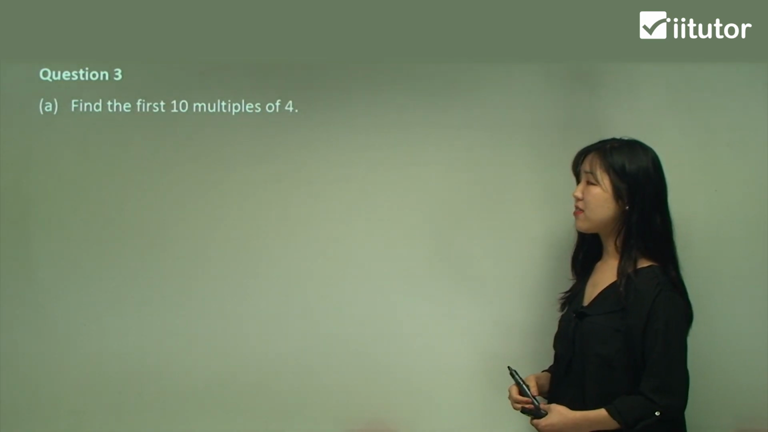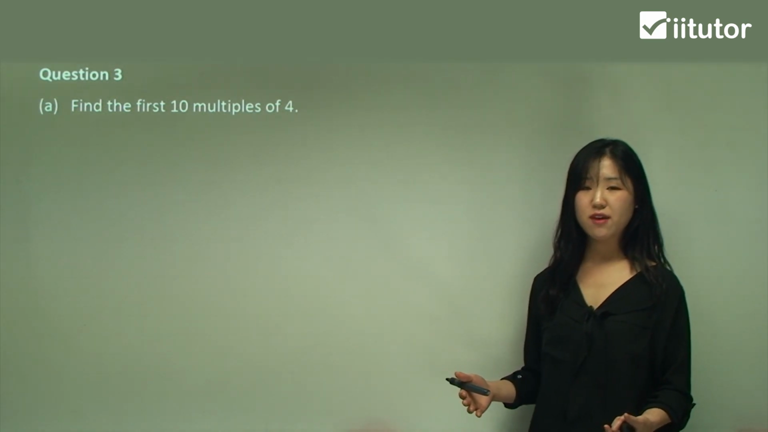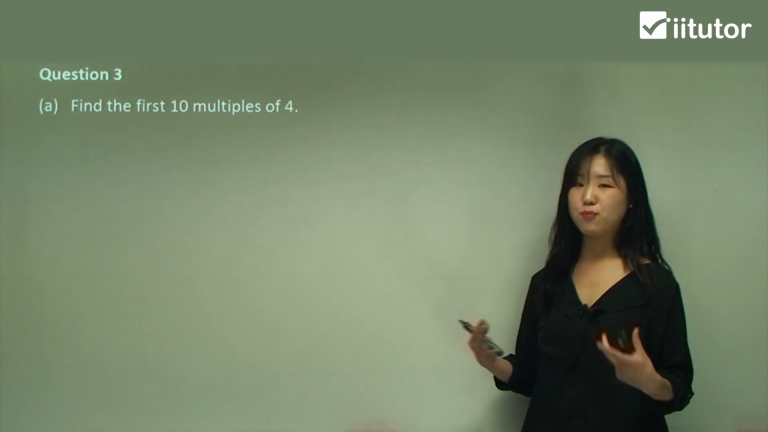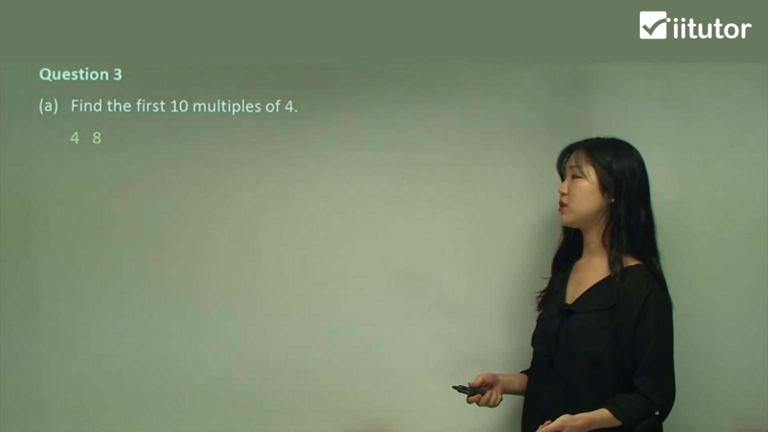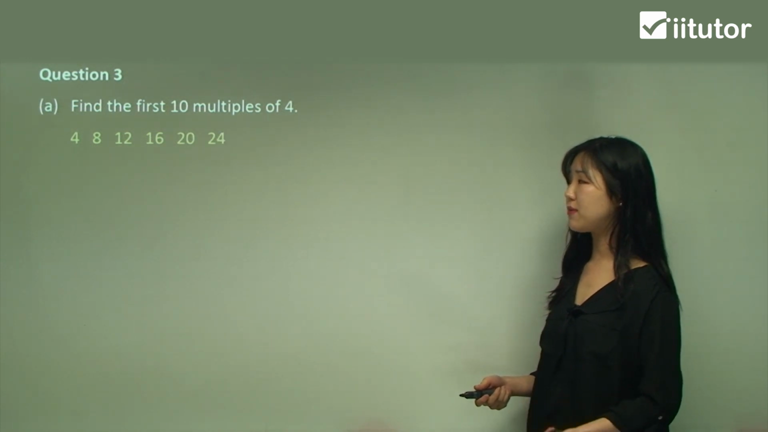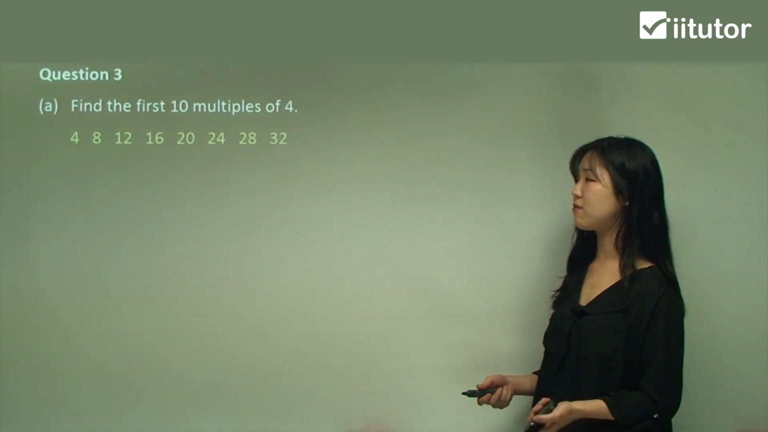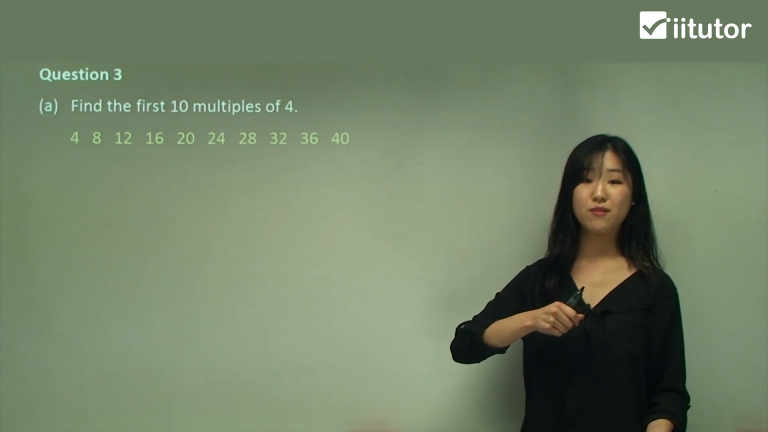Question 3a, find the first 10 multiples of 4. So guys, go ahead and do this. I'm pretty sure you guys can do this pretty simply because you should be able to do your multiplications, right? So you do 4 times 1, 4 times 2, 4 times 3, 4 times 4, 4 times 5, 4 times 6, 4 times 7, 4 times 8, 4 times 9, and 4 times 10. So that makes the first 10 multiples of 4, right?